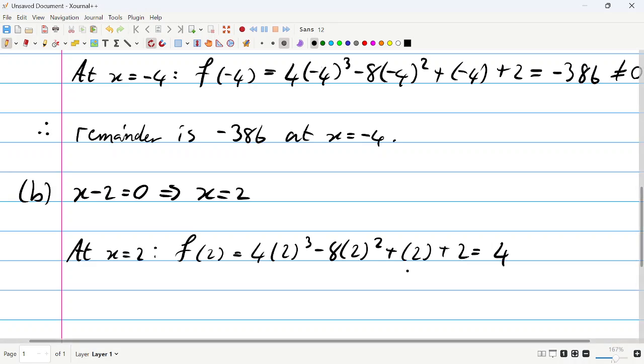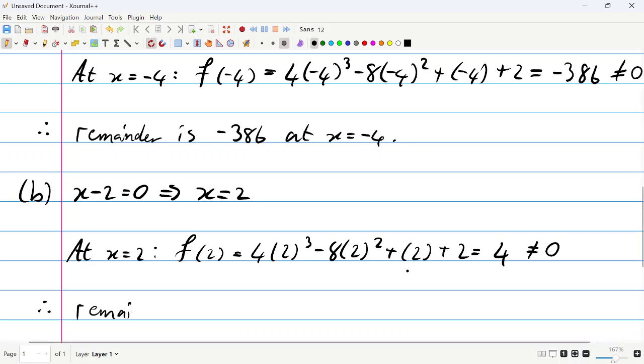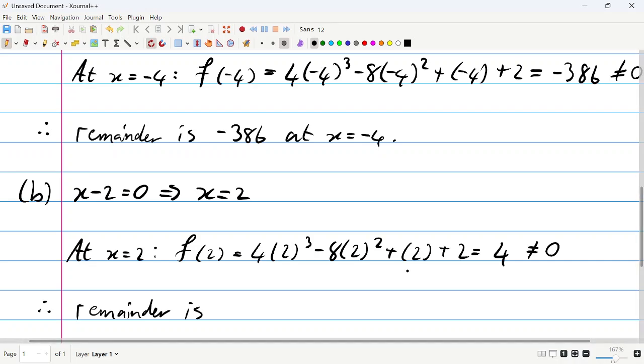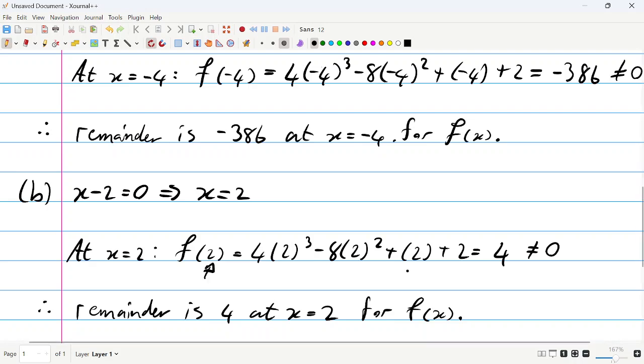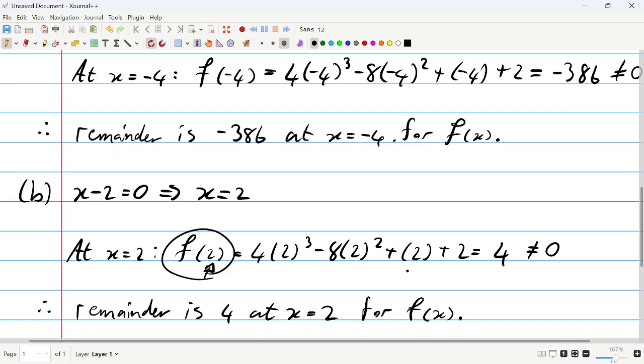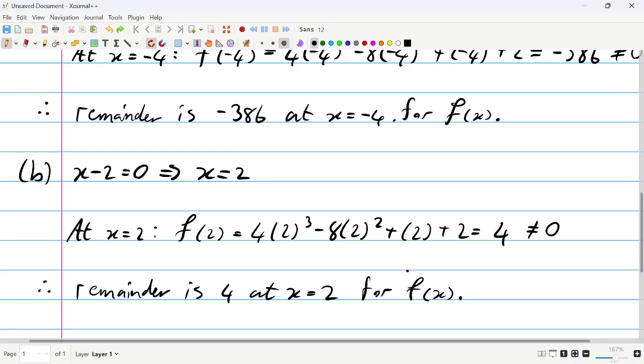And what do you notice? 4 is not the same as 0. So therefore, we can say the remainder is 4 at x equals 2. And something you can also add at the end over here is say 4 for f of x. So for the function, you're specifying that the remainder is 4 at that point, x equals 2. It's basically the mathematics that you did. At x equals 2, the function is going to be equal to 4, which is not the same as 0. So there's basically your English reasoning.